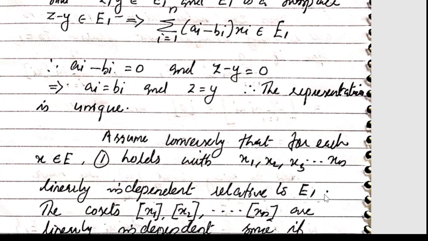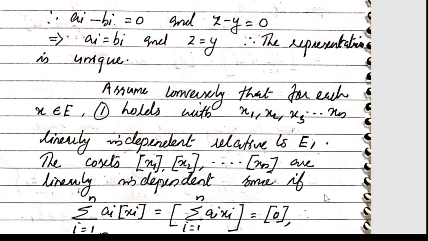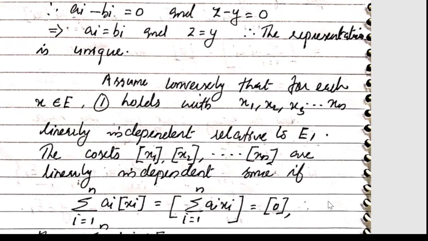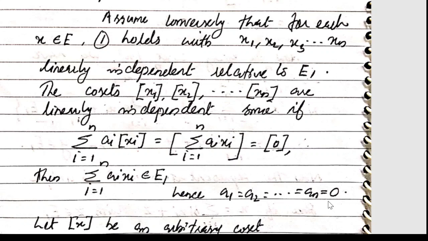Now conversely, assume that each x belonging to E can be written as the sum over i equal to 1 to n of ai xi plus some y. Now this holds for x1, x2, etc., xn linearly independent relative to E1. The cosets of x1, x2, etc., xn are linearly independent, since if we take the sum over i equal to 1 to n of ai times the coset of xi, it can be written as the coset of the sum over i equal to 1 to n of ai xi, and this is equal to the 0 coset. Then the sum over i equal to 1 to n of ai xi belongs to E1.